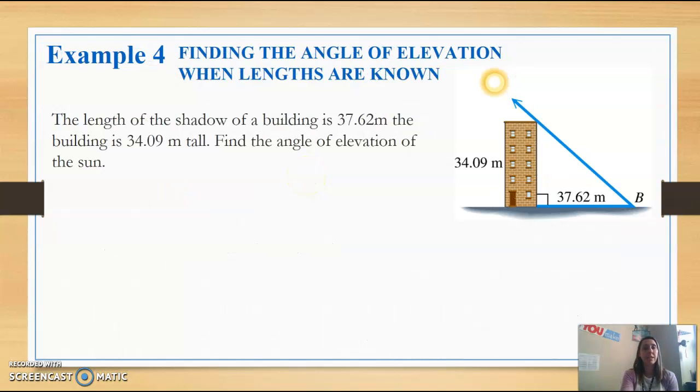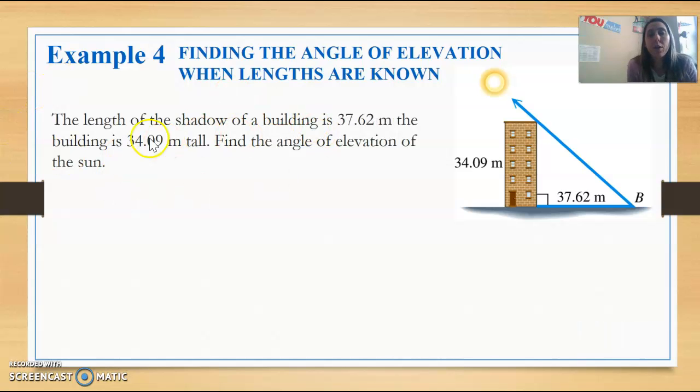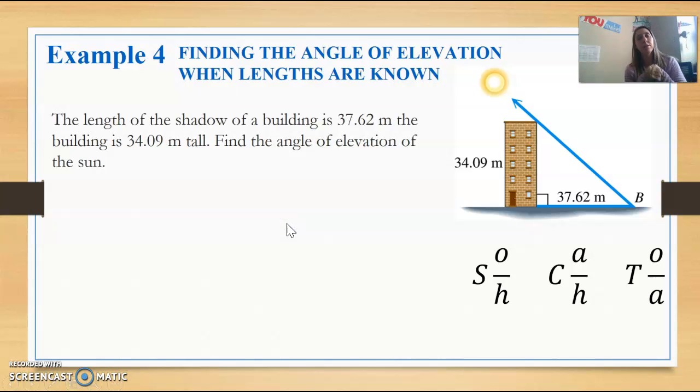Okay, here is another question. The length of the shadow of a building is 36.62 meters, and the building is 34.09 meters. We need to find the angle of elevation of the sun. The first thing we want to do is remember SOHCAHTOA. We are given 2 side lengths and no angles, and it even says find the angle. So we are solving for an angle. Remember, when we are solving for an angle, we have to figure out what side lengths are given, what we want to use, and then we use the inverse of it.